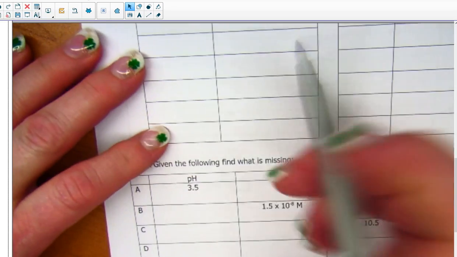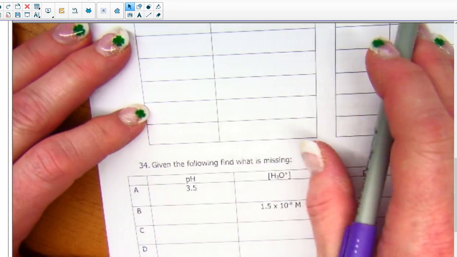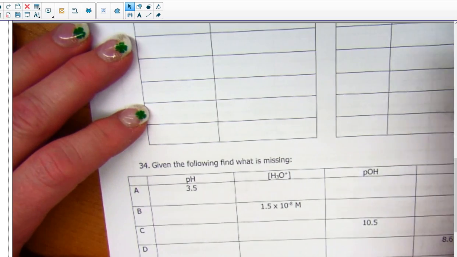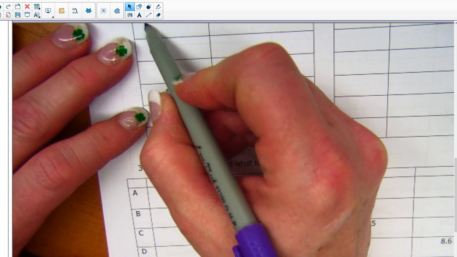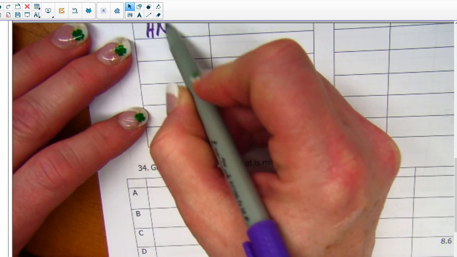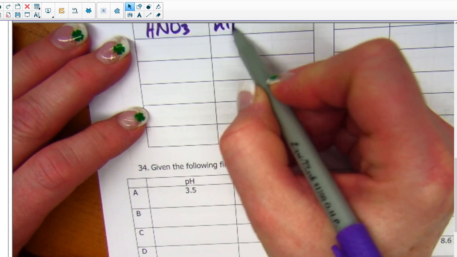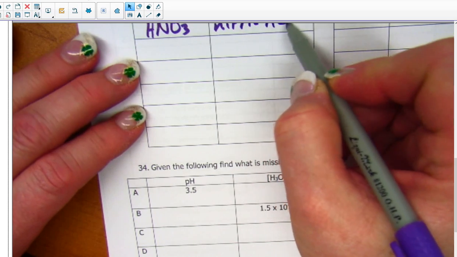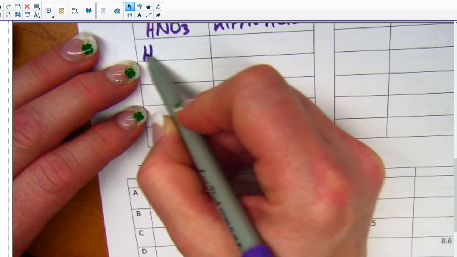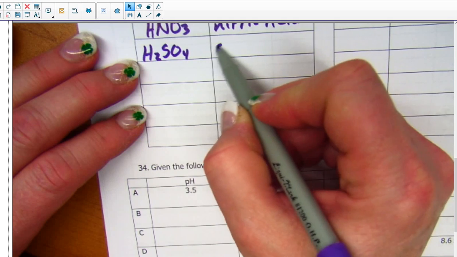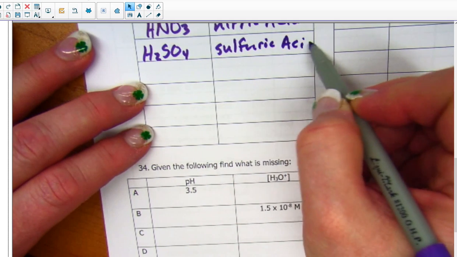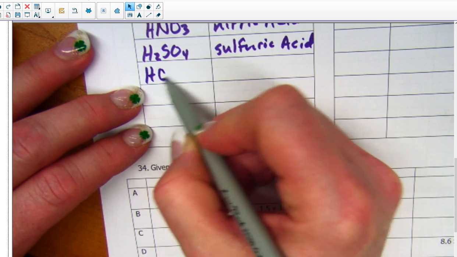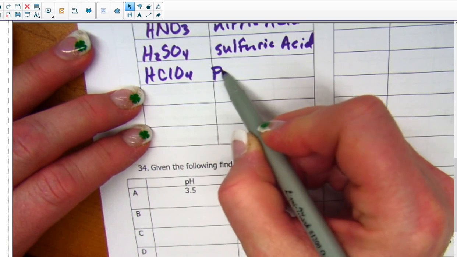All right, what are the strong acids and the strong bases? You should know this. Remember the swoop on the right-hand side of the periodic table is HNO3, nitric acid. Then go down to H2SO4, sulfuric acid. Then go over to HClO4, perchloric acid.